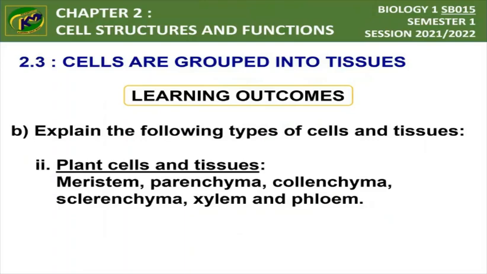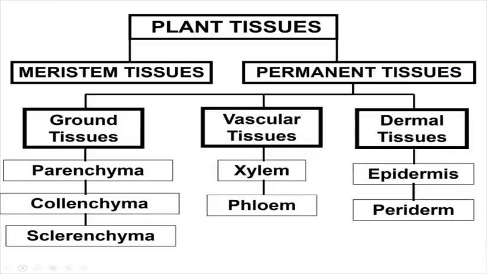We are going to explain the types of cell tissues in plant. Plant tissues are divided into meristem tissues and permanent tissues. Meristem means that they are not permanent, meaning that they are actually young cells that will give rise to permanent tissues. The meristem divides continuously and then differentiates. The differentiated cell will become the permanent tissues.